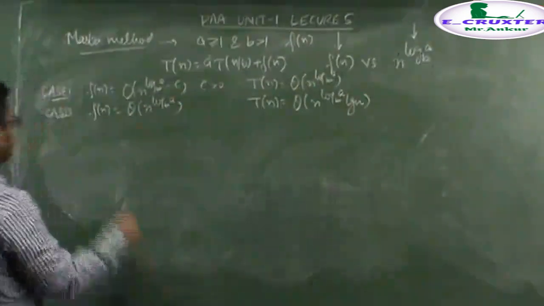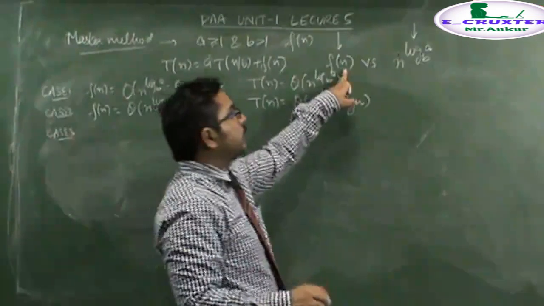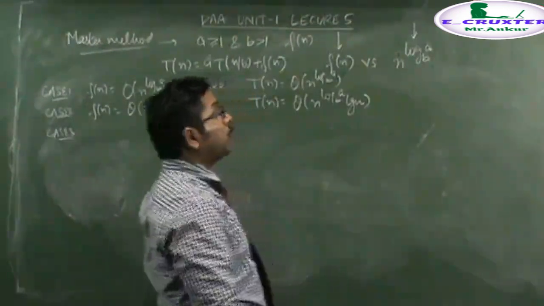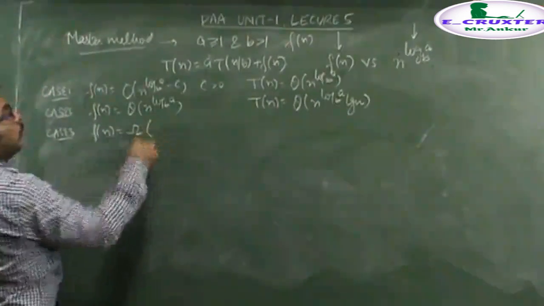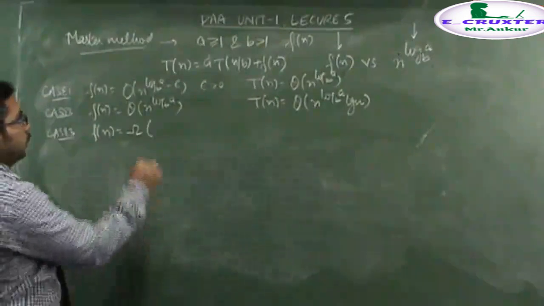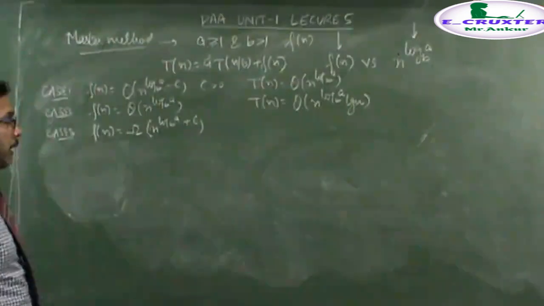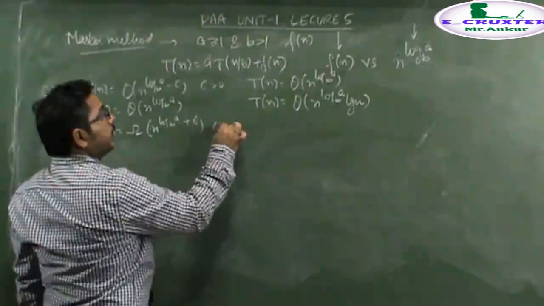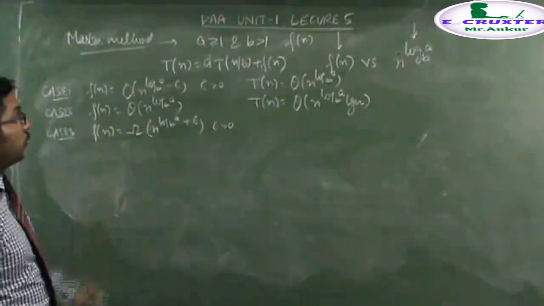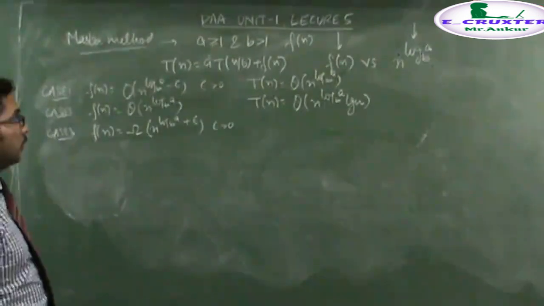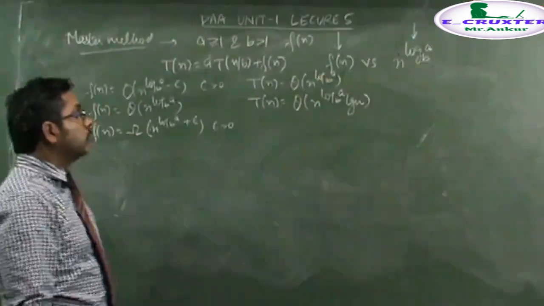And the third case is that if the growth rate of f(n) is larger than the growth rate of n raised to power log base b of a, that is, if for the f(n) function, n raised to power log base b of a is acting as a lower bound. Then we add some small constant epsilon, where epsilon is greater than 0, and this condition is satisfied. That is, the growth rate of f(n) is larger than the growth rate of n raised to power log base b of a, and we are adding some constant epsilon. Then also this is true.